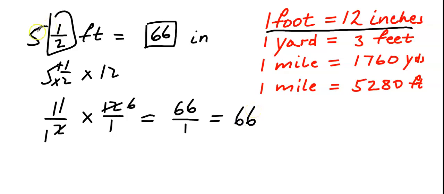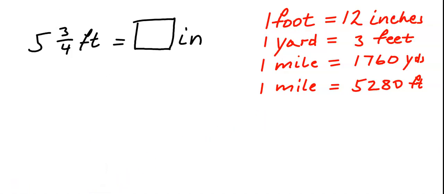1 times 1 is 1, and the answer comes out to be 66. You could have also done this. 5.5 is the same thing as 5.5, and if you multiply it by 12 and then move the decimal over one space at the end, you're still going to get 66. Feet to inches. So big to small. Big to small, multiply. Again, feet and inches are related 1 to 12, so we're going to multiply by 12.